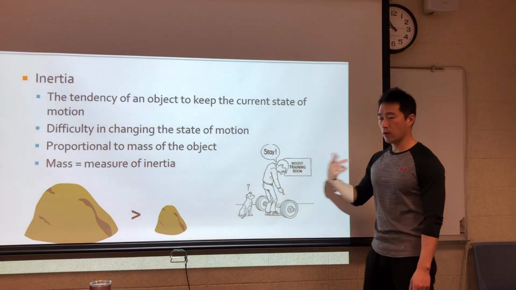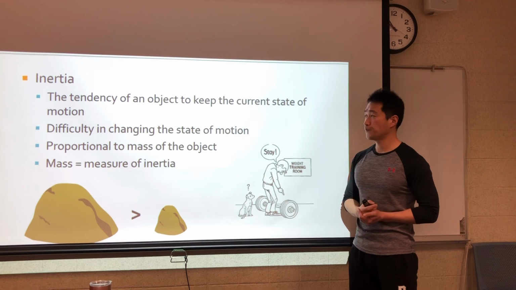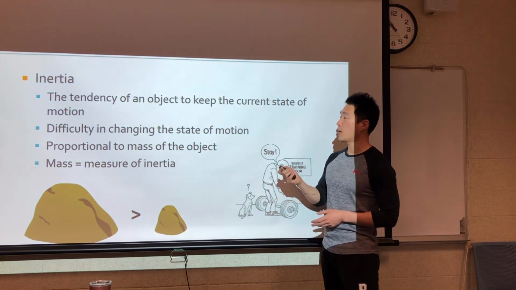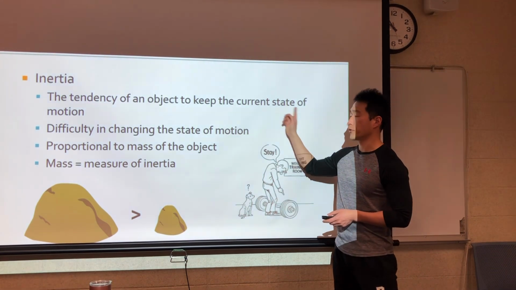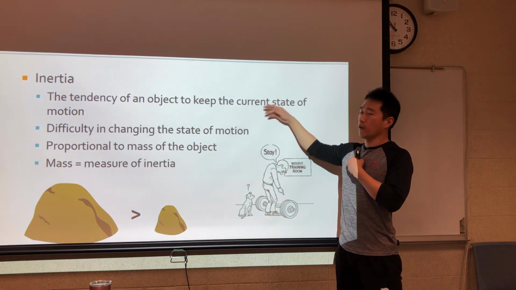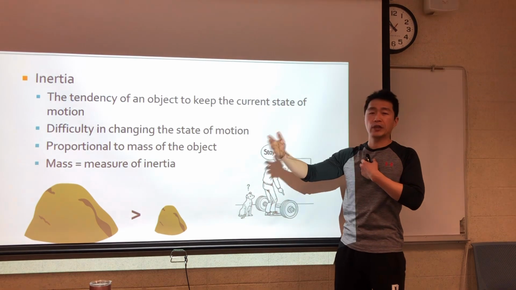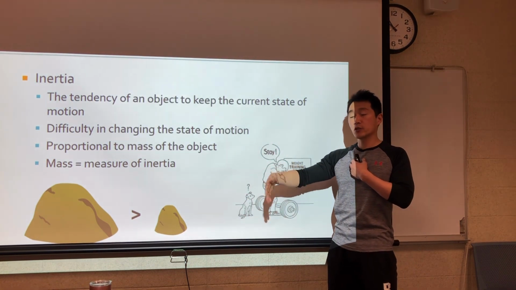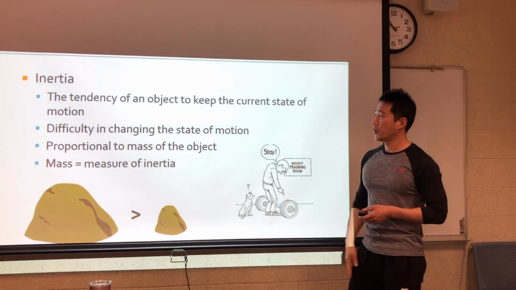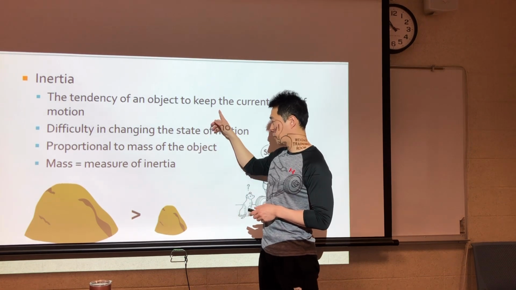And I would like to talk more about inertia to better understand the laws of motion, which is first law of motion, the law of inertia actually. Inertia is the tendency of an object to keep the current state of motion, as I mentioned, which means to keep current velocity. If something is not moving, it wants to just stay there, whereas if something is moving, the object keeps moving. That's inertia. And it is also defined as difficulty in changing state of motion. They keep the same meaning.